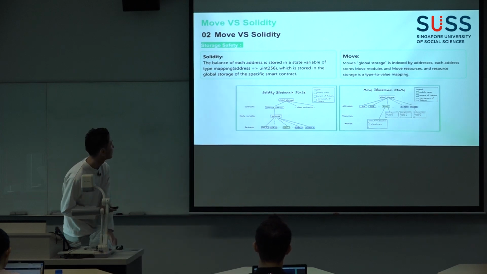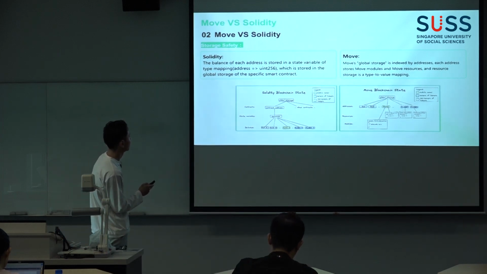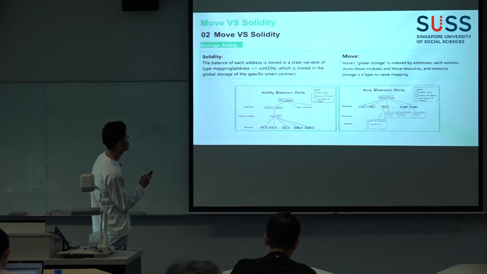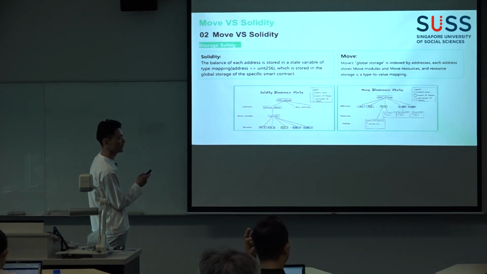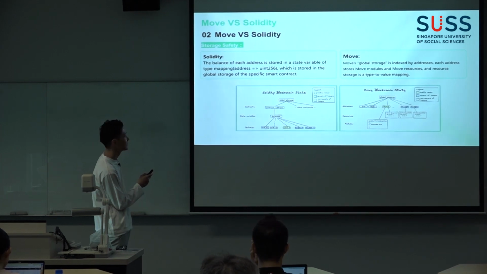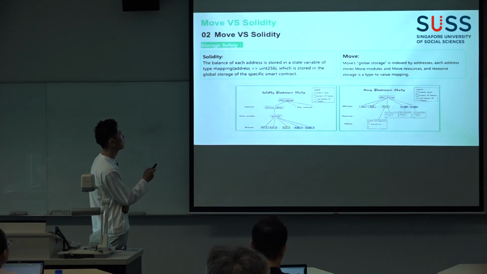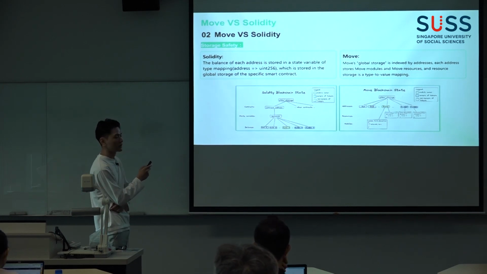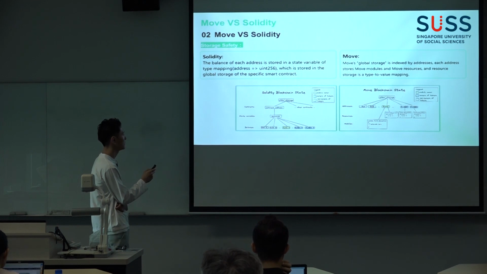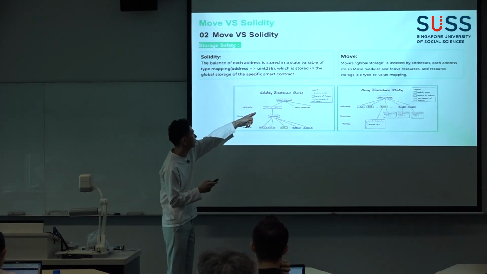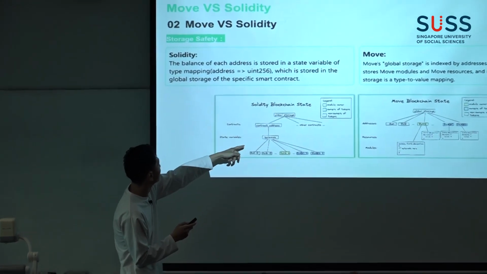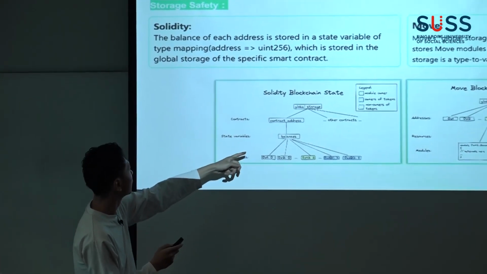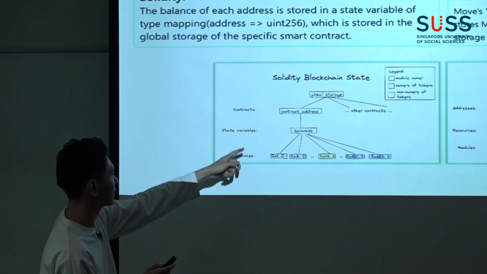So here's the part about storage safety. In Solidity, the balance of each address is stored in a state variable of type mapping. That is, the key is address and the value is uint256. This is stored in global storage at a specific contract. So for example, here's a contract address, and here it sits in a smart contract, and there's a mapping called balances, which maps address to balance.